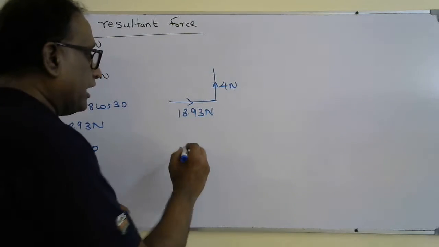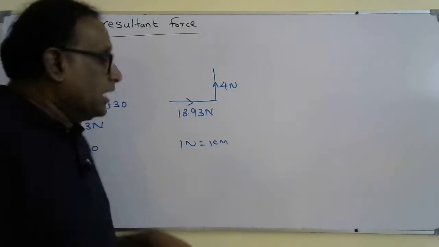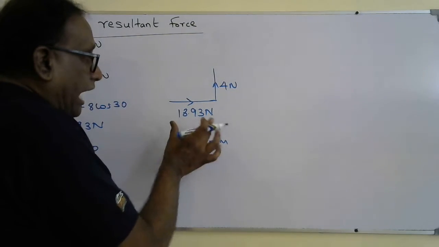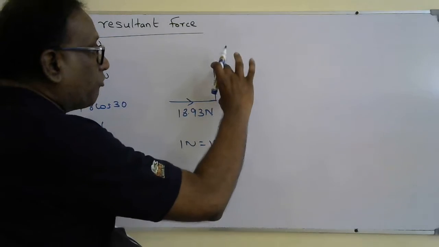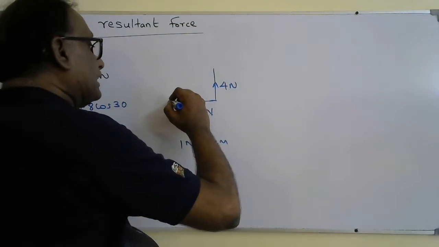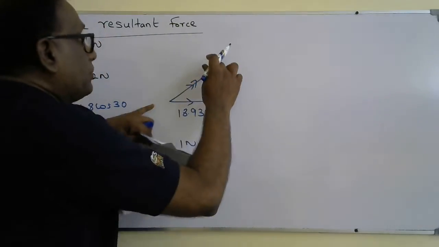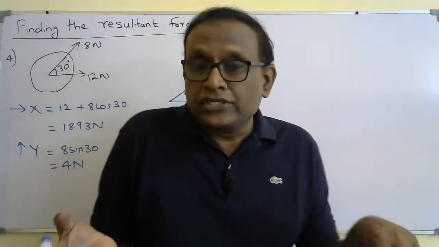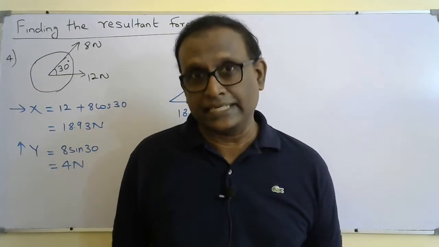I imagine I am drawing 1 Newton equal 1 centimeter. Like that I imagine, I am not drawing it. So if I imagine like that, I would have drawn 18.93 centimeter length and 4 centimeter length. It will be a right angle triangle. If I connect starting and the final line, that will be the resultant force. So what will be this length? I don't need to draw actually. I don't need to draw according to scale because I can simply use Pythagoras theorem.